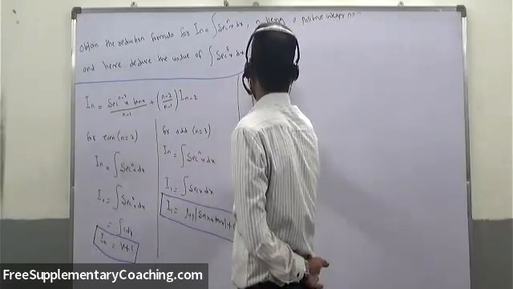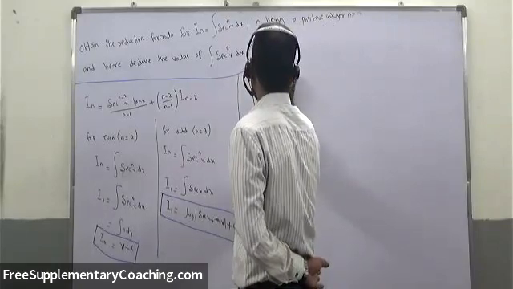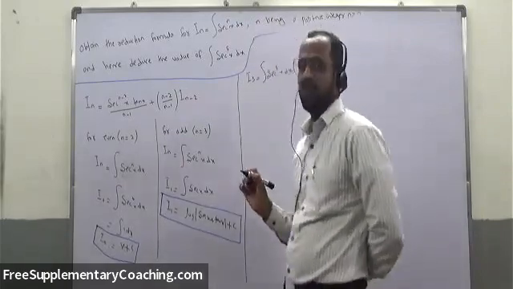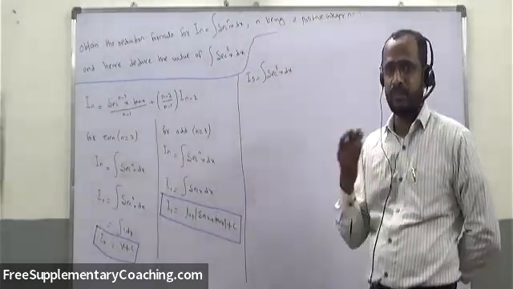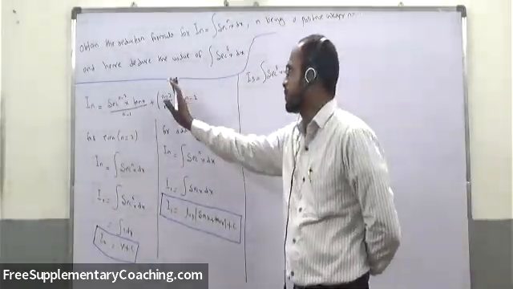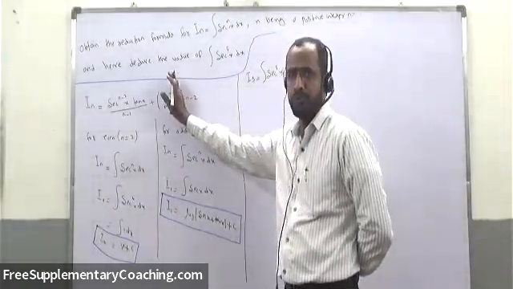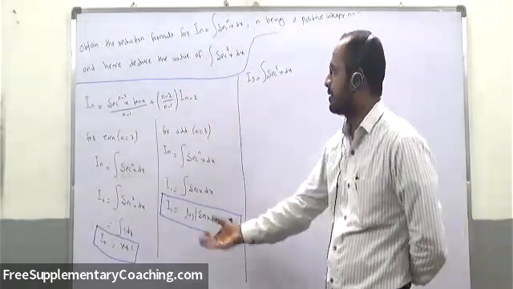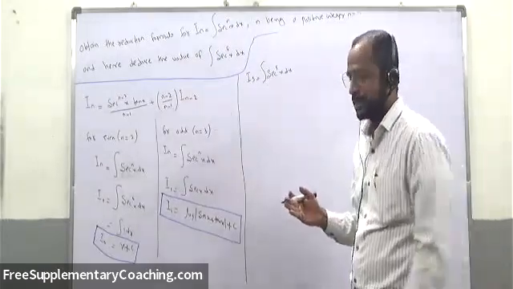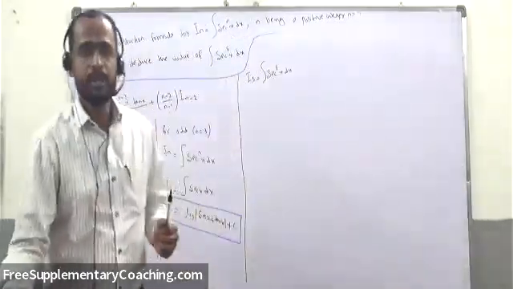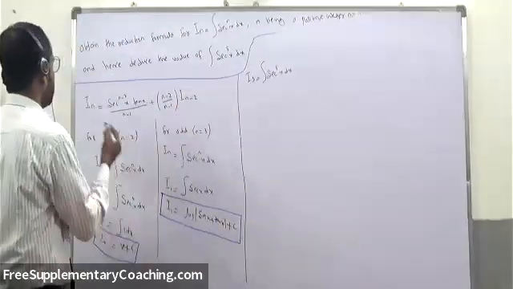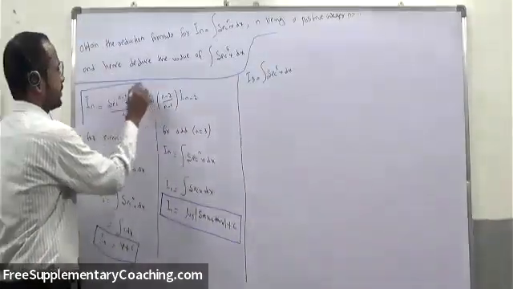I5 is equal to integration of secant power 5x into dx. Only for the first odd condition, for even condition, you have to approach the way I have shown to you. In the remaining cases, you have to use the formula directly. This formula only you have to use directly. You cannot substitute again here, 5 minus 3 is 2, like that. You can't do that.